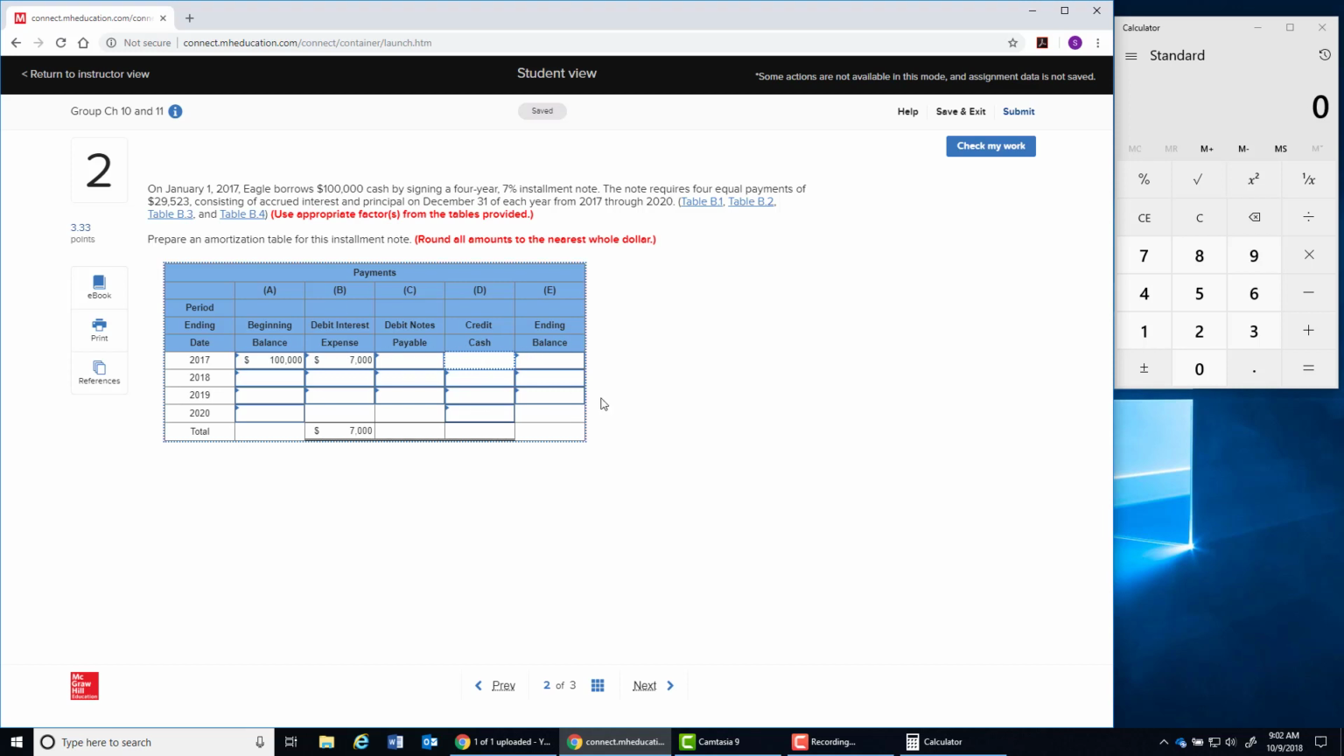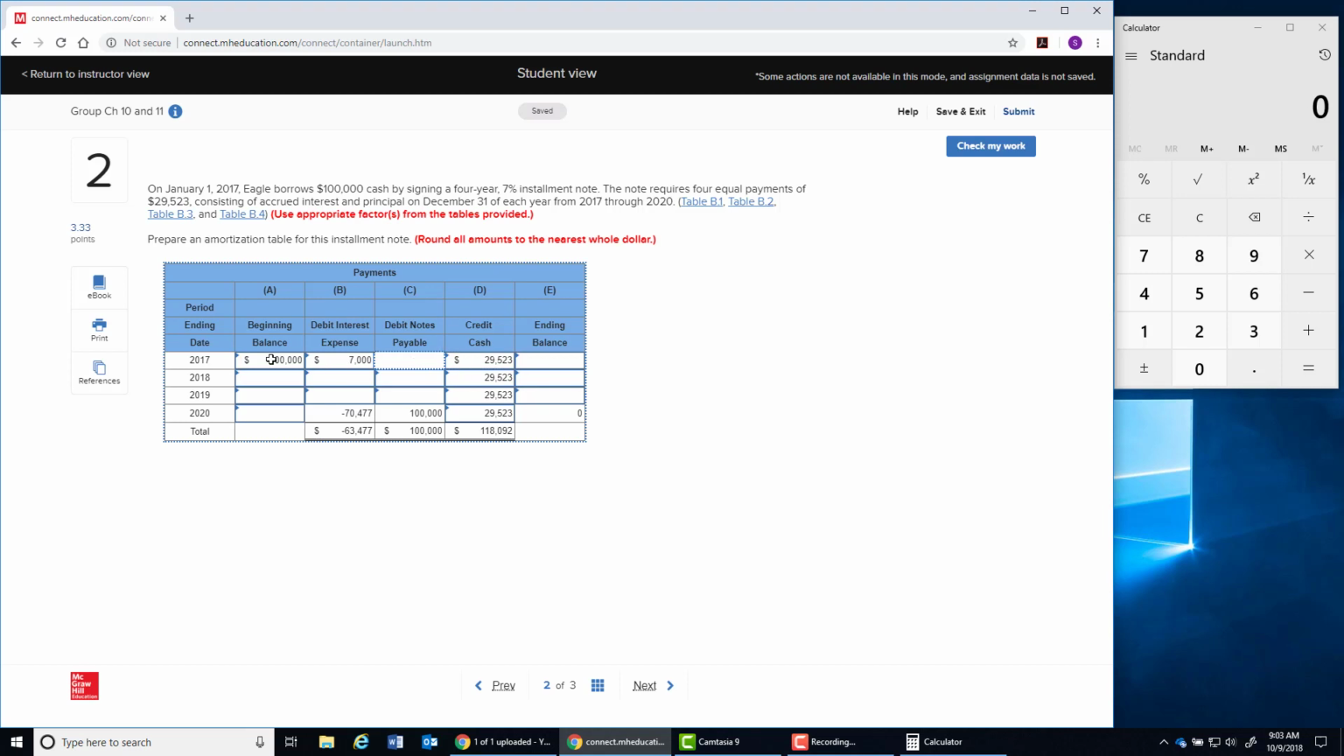How much is our cash payment going to be? Let's go ahead and put that in. Matter of fact, how much is it all the time? It's $29,523. It doesn't change. I'm just going to go ahead and fill that in. That's how much we're paying every single time on this note, just like a mortgage or a car payment, right? They gave us that. We could have figured it out. We could have done it.